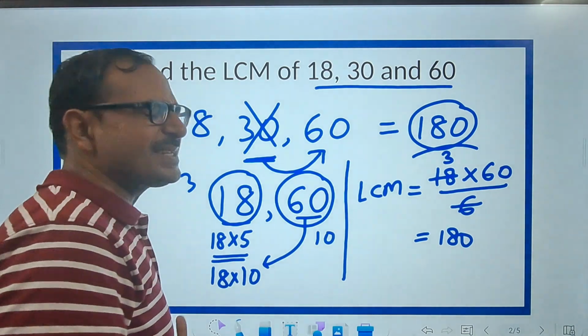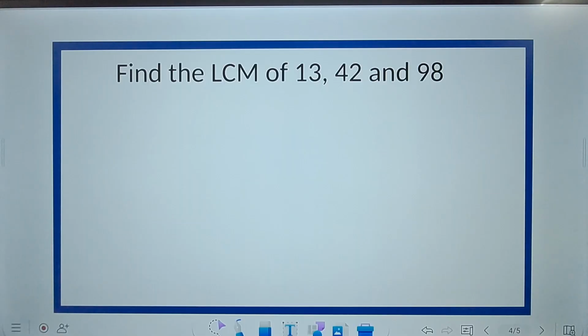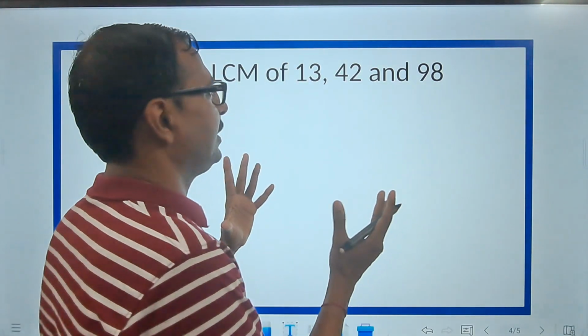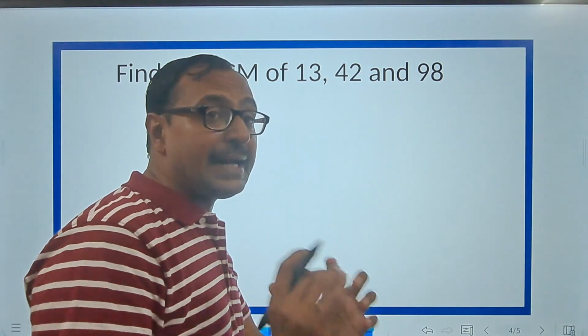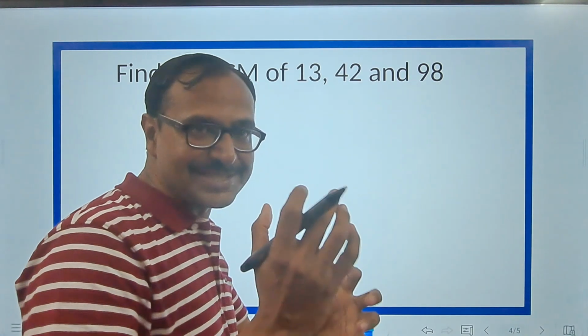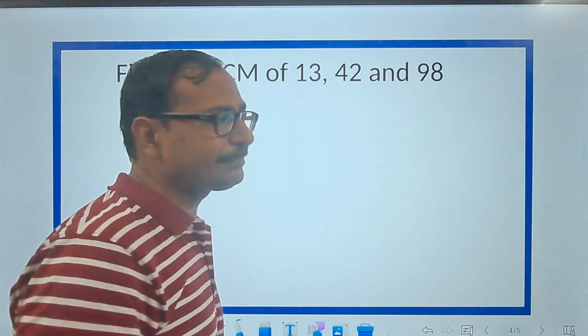See friends, this is just the way we think about numbers in the mind. Look at this question where you have 13, 42 and 98, for which you have to find the LCM. Now what things will you observe here? This question is a little bit tougher than the previous one, because the previous one contained round figures like 30, 60. Here we don't have round figures. So what are you going to do here?